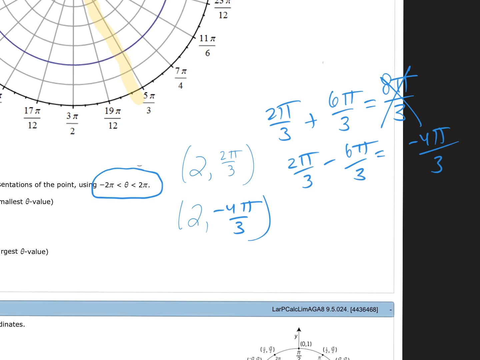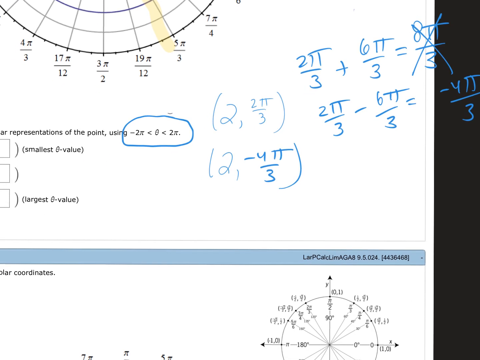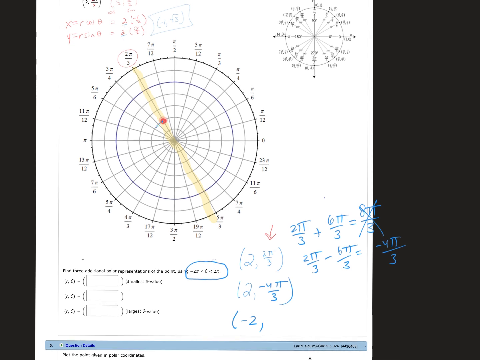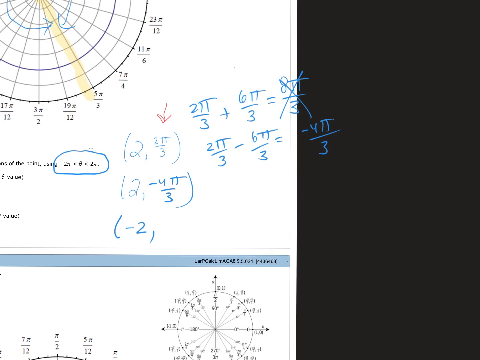Now, there's other ways I can do it. Instead of keeping R the same, what could I do with my R value? I could make it negative. Now, in this case, if I make it negative, what do I add and subtract to my original? Pi. I either add or subtract pi. So I'm going to take 2 pi over 3, and this is how you guys would show me this. 2 pi over 3, I'm going to add, what would 1 pi be in terms of thirds? Okay, 3 pi over 3.